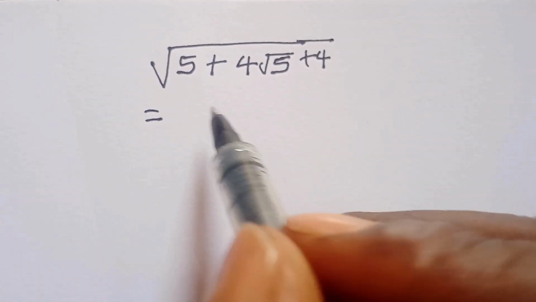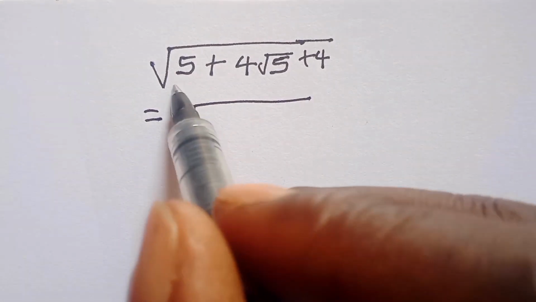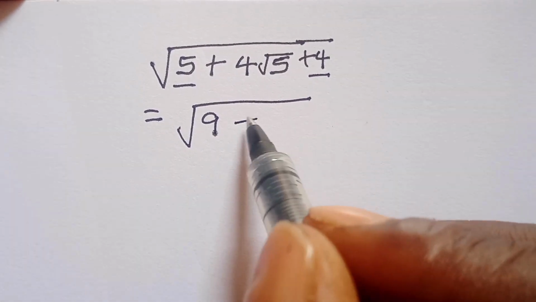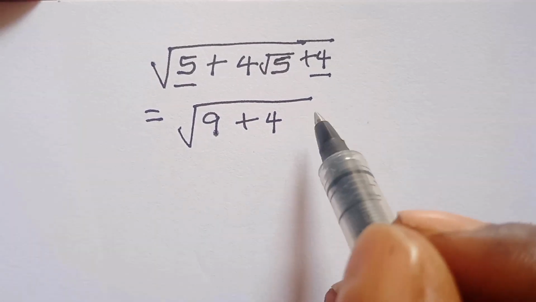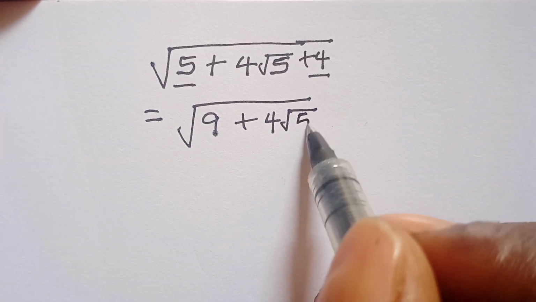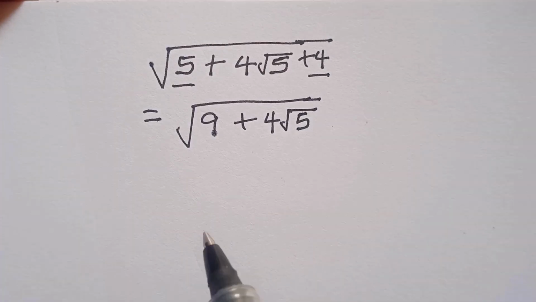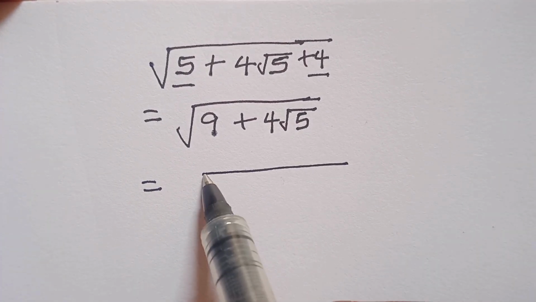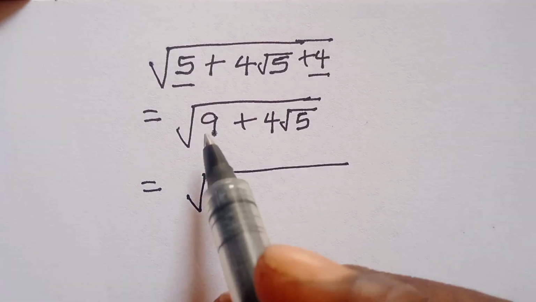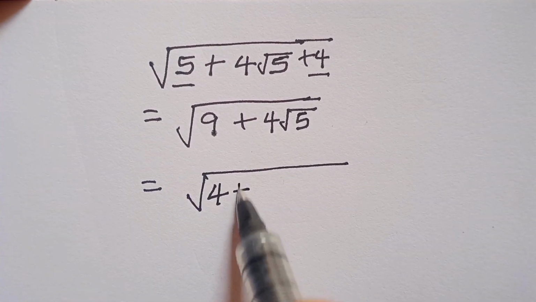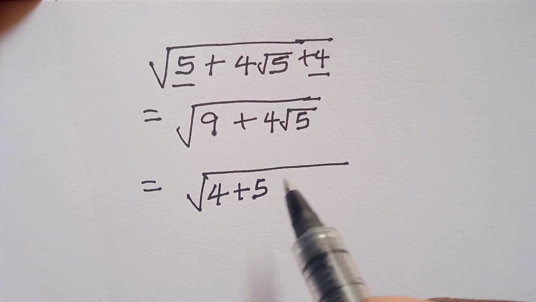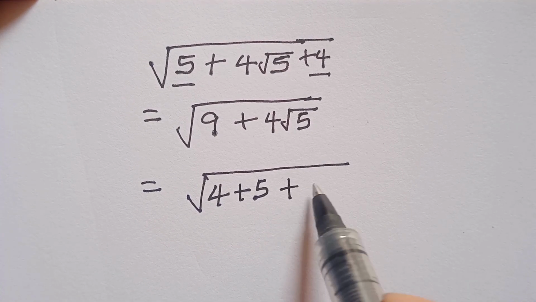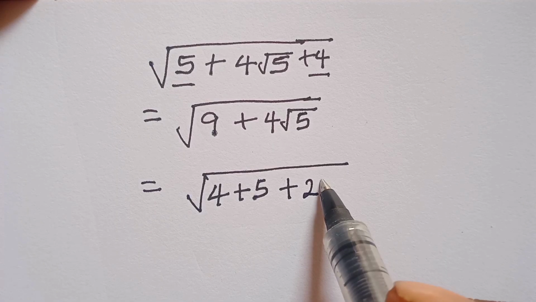Now let's collect the like terms, 5 and 4. We can simply add them together. We now have square root of 9 plus 4 square root of 5. So once you understand up to this stage, let's now break down this 9 into 4 and 5, so that we'll be able to eliminate the outer square root, so that we'll get the simplified version of the complex square roots that we have as the question.